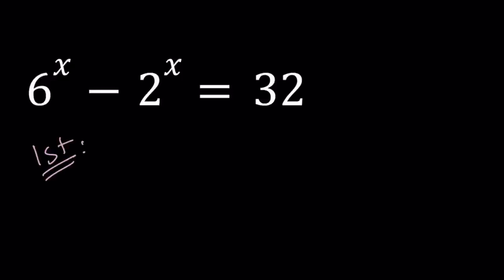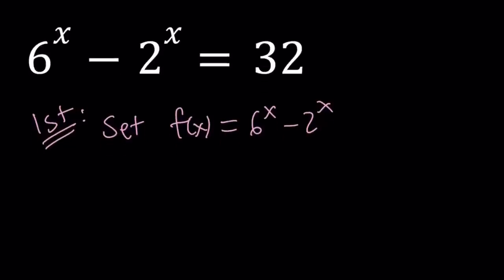For our first approach, I'm just going to define f of x as 6 to the power x minus 2 to the power x. And then I'm going to differentiate it. Why? Because I want to look at the behavior of the function. And a lot of times when we're looking for behavior of functions, such as whether they're increasing or decreasing on a certain interval, we do take the first derivative. So let's go ahead and do that.